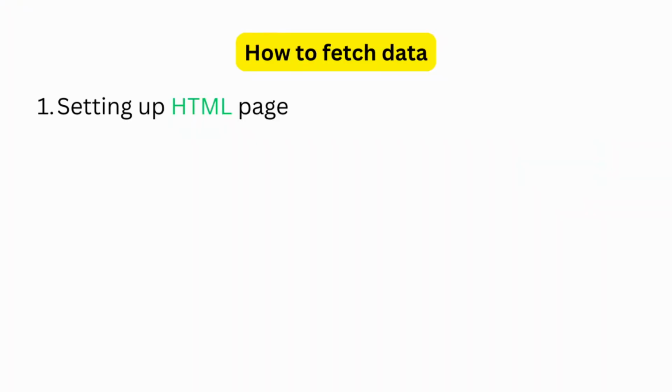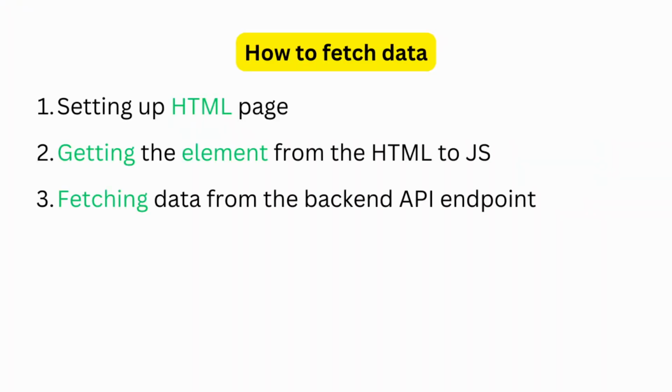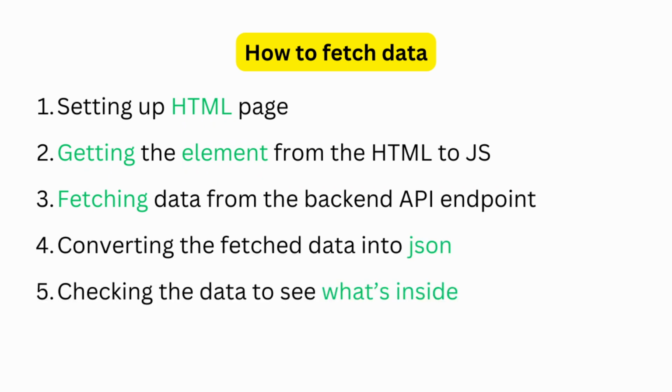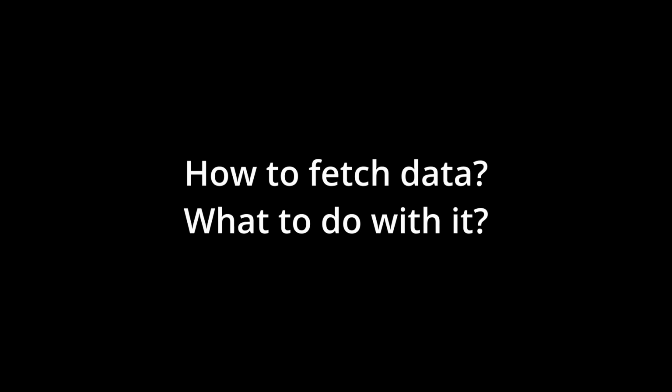In normal JavaScript, there are typically 7 steps to do this. Setting up the HTML page, getting the elements from the HTML to the JavaScript, fetching data from the API endpoint, converting the fetched data into JSON, checking the data to see what's inside, and updating the element with the fetched data. I'm going to break down how to fetch the data step by step using a weather app example.